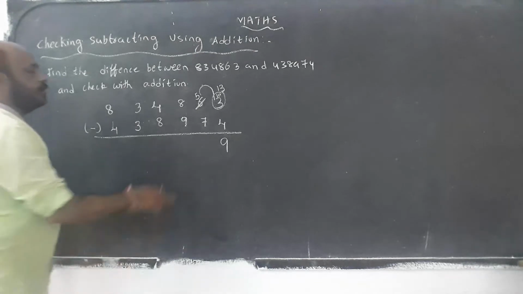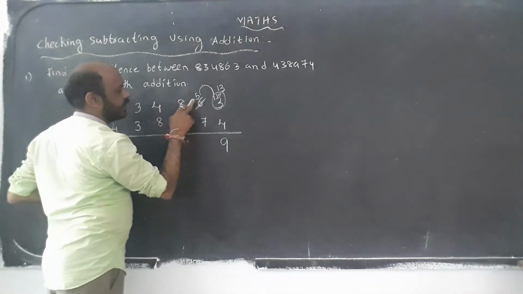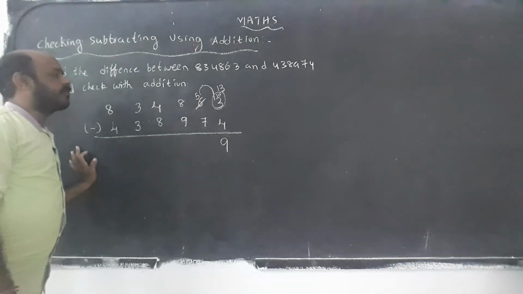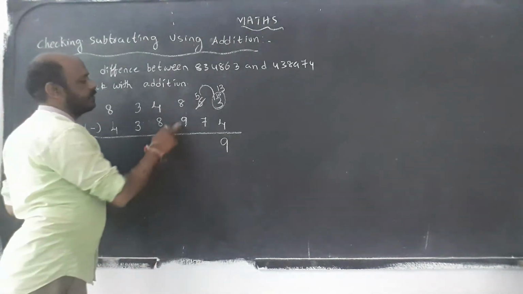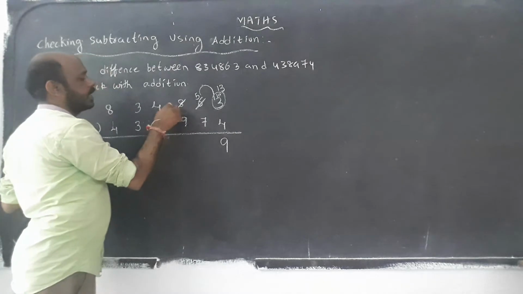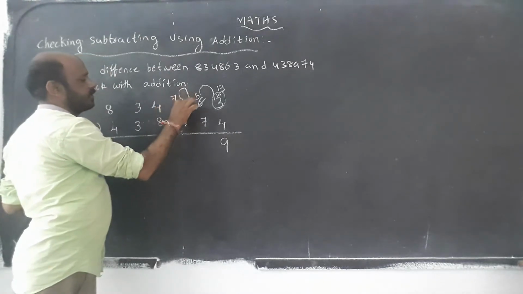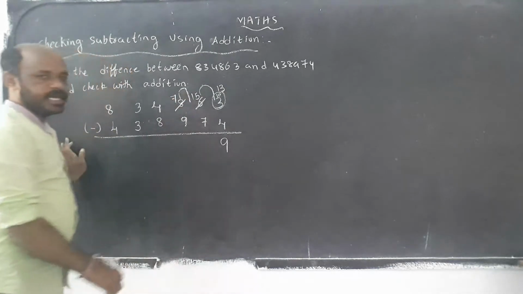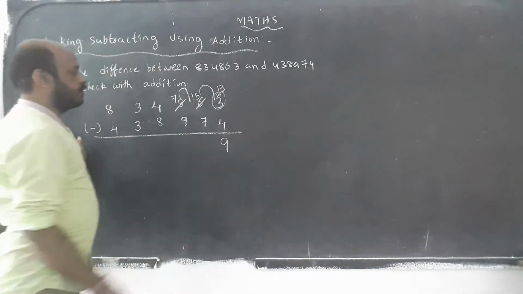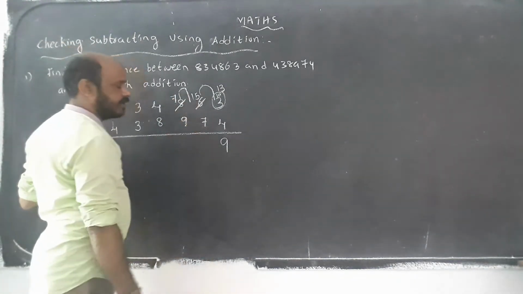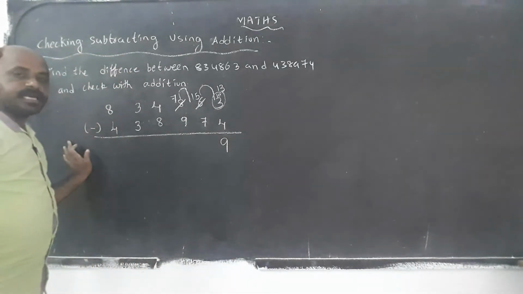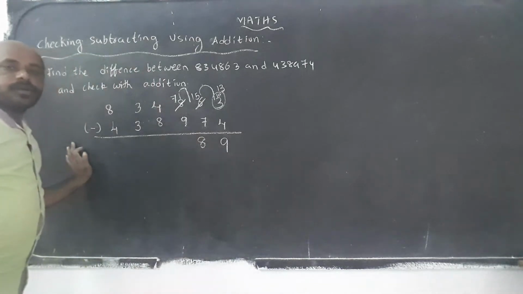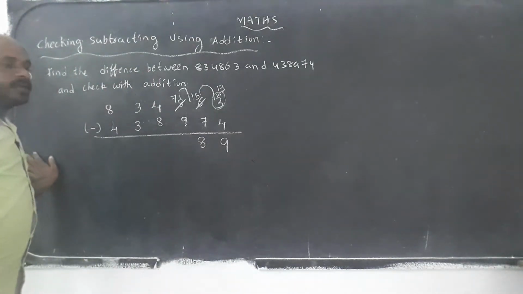Next place value: 6 has become 5. From 5 we can't remove 7. Then we borrow from the 8. 8 becomes 7, and 5 becomes 15, because the borrowed value is 10 and 5 is already there. 10 plus 5 is 15. 15 minus 7 is 8.